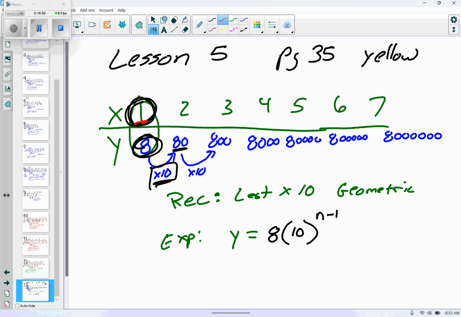Plug in the 1. 1 minus 1 is 0. 10 to the 0 is 1. 1 times 8 is 8. Cool. Let's try 2. See if that's going to work. 2 minus 1 is 1. 10 raised to the first power is 10. 10 times 8 is 80. And if I plug 3 in, it'll give me 800, 4, and it'll give me 8,000, and so on and so forth.